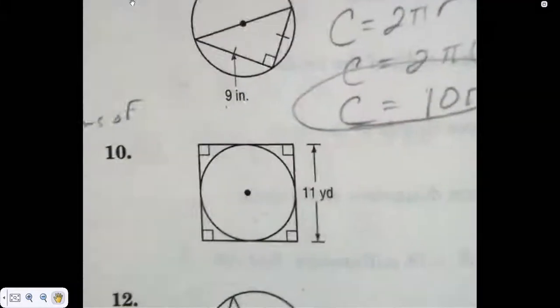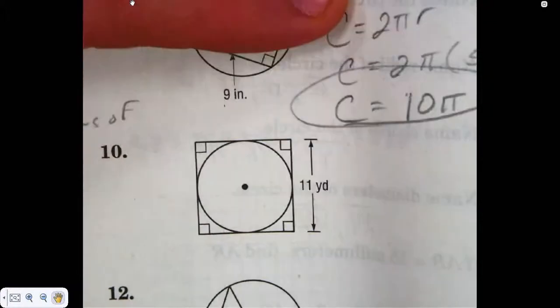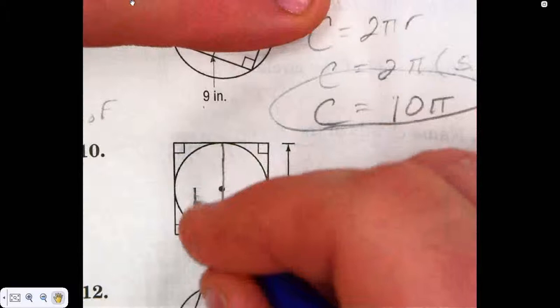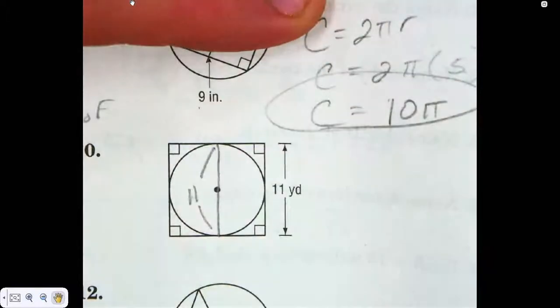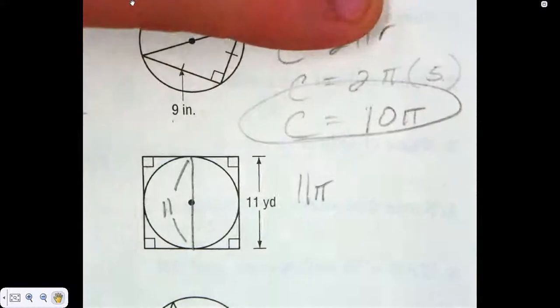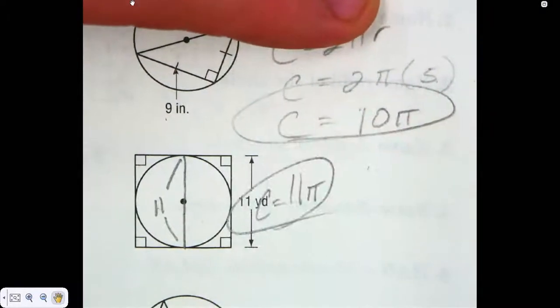This one right here is the easiest one so far. Couldn't we just make it 11 as the diameter? Isn't that parallel to that? And isn't that going to be 11? Do you already know the diameter? Circumference is 11 pi then, isn't it? Yep. Would you agree?